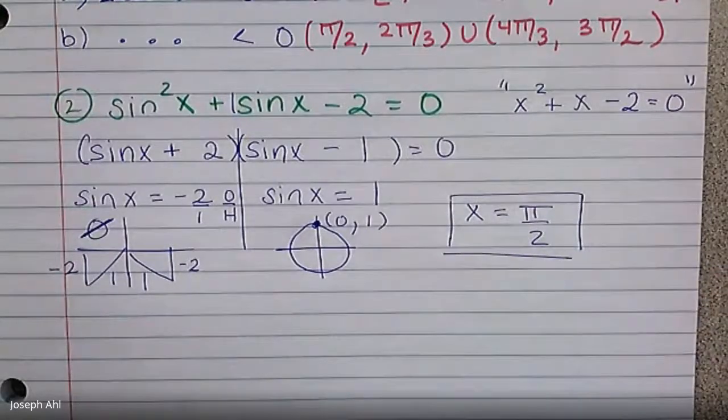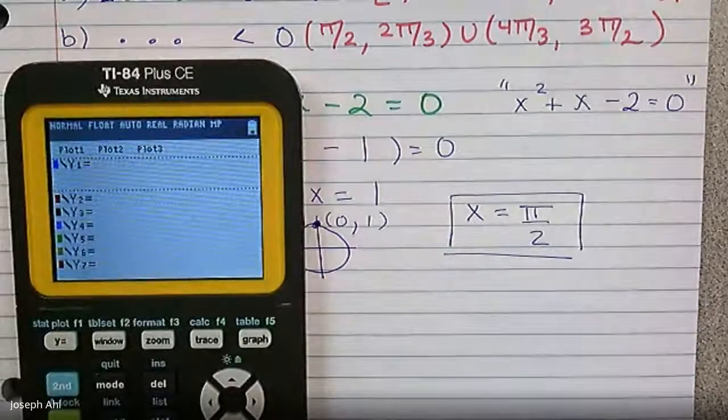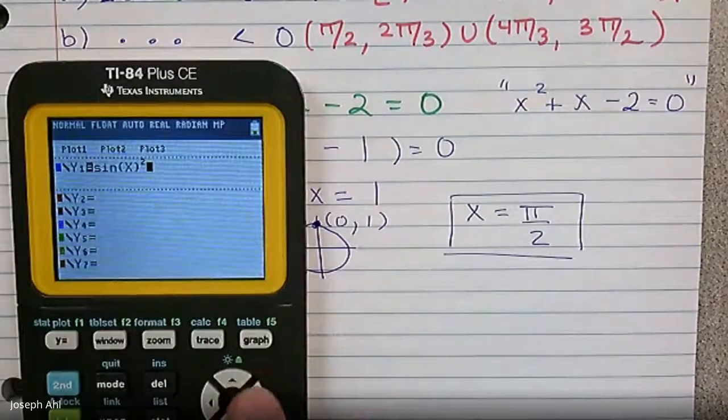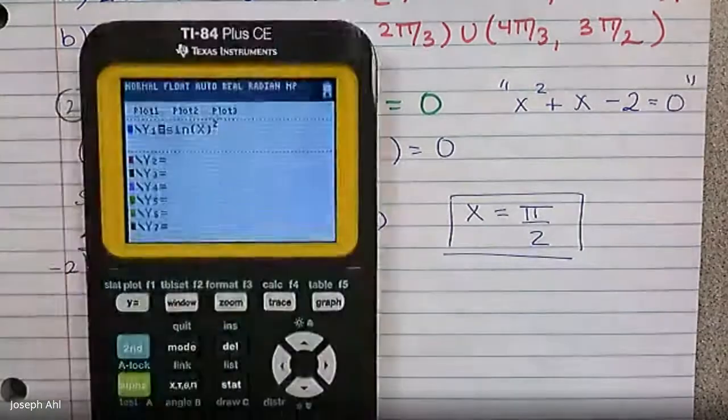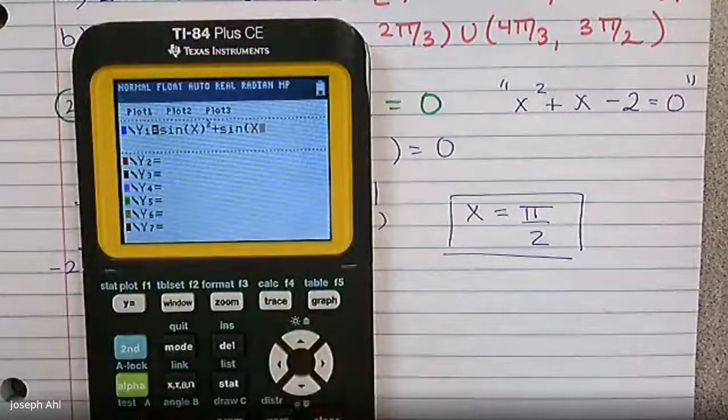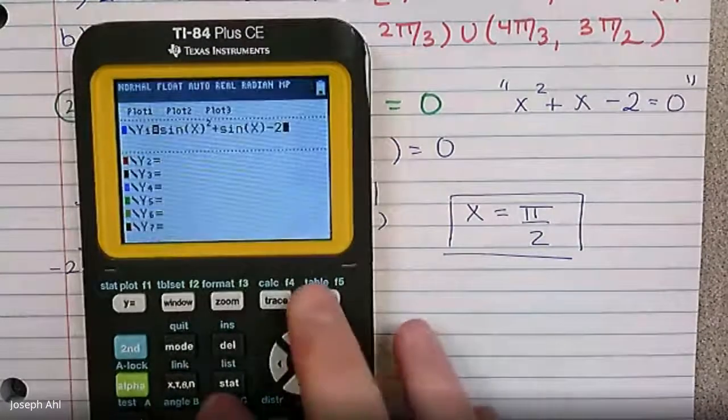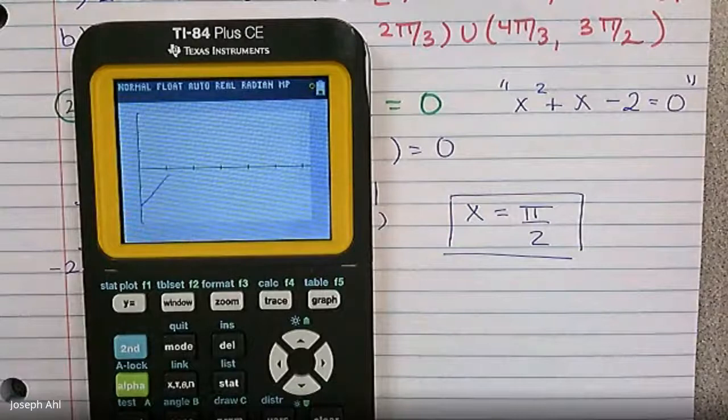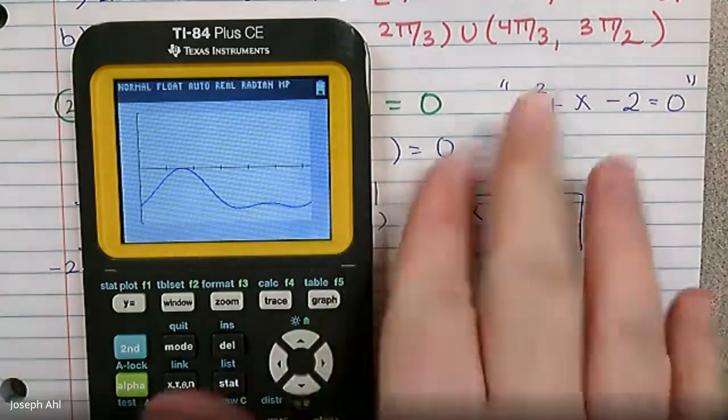I'll double check it real quick just to make sure that we only get one solution by typing in the equation, sine x quantity squared. And then what did I have? Plus sine x in the middle and -2. And if I hit graph, I should only see that we cross at or touch, I guess, once at pi over 2. And then the rest of the way to 2 pi, we don't have any other points of intersection with the x-axis. Okay? So quick graphical check there.